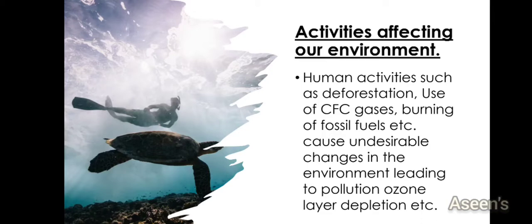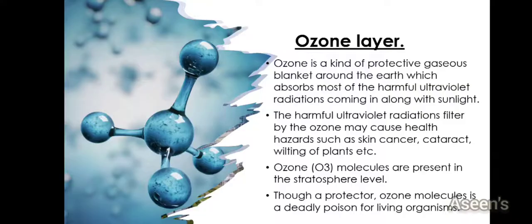Among these effects, we are going to deal with only ozone depletion. So we are going to see that. Before seeing ozone depletion, let us understand what an ozone layer is. The ozone layer is actually a kind of protective gaseous blanket. It's not a simple blanket, but a gaseous blanket which is surrounding our earth.